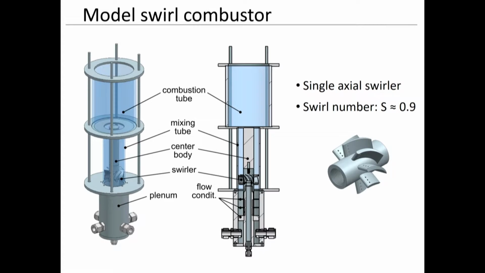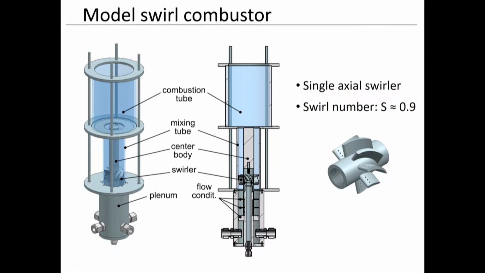Okay, so let's get to our current work. So this is our model swirl combustor. It basically is a glass tube. There's swirl vanes in it. There's a center body here. The center body is here, and then there's a combustion section here.